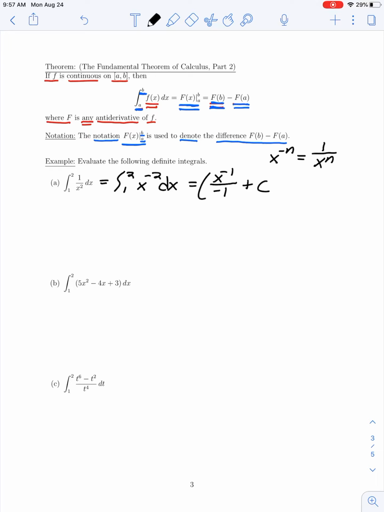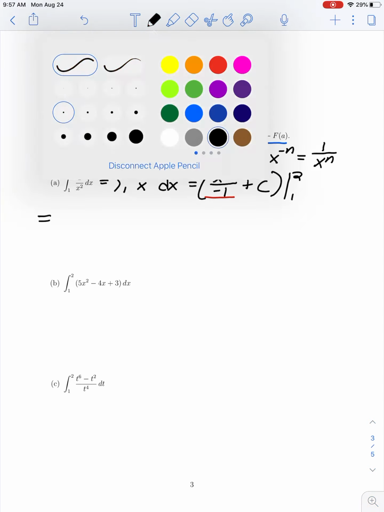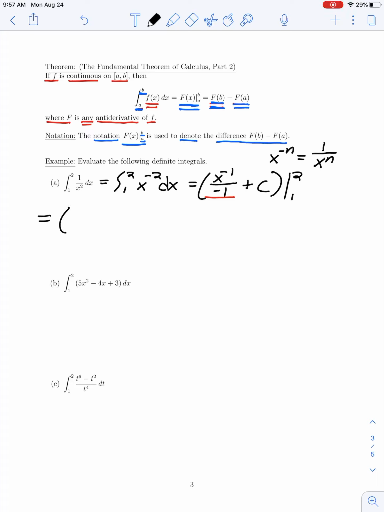and the fundamental theorem of calculus says once we find that antiderivative, we're going to evaluate it at the limits of integration, 1 and 2, and then take the difference in those values. So let's see what we have here. Simplifying a little bit, this expression, x to the negative first divided by negative 1, well, that's the same as just negative 1 over x to the first power.